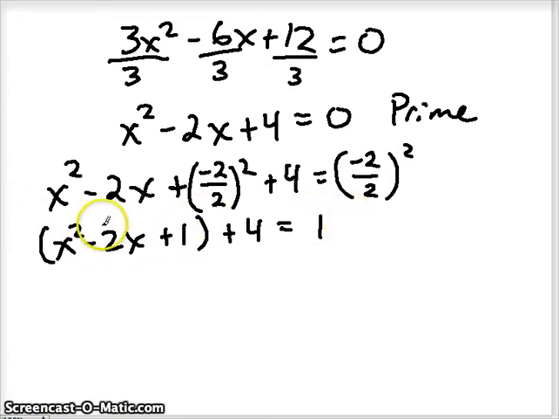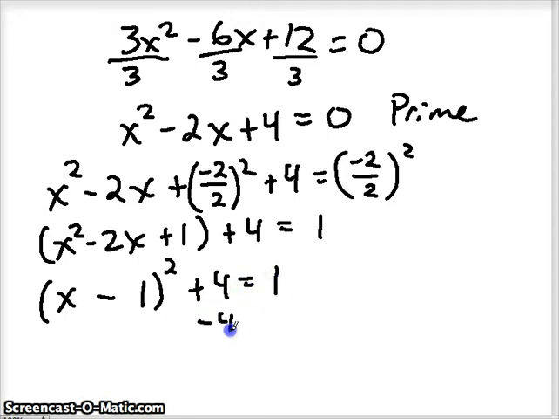And now we use our perfect square factoring pattern to factor this down to a binomial squared. So square root of the first term, square root of the last term, well, the square root of 1 is still 1. And we use our middle term sign. So this trinomial factored is actually x minus 1 squared. Now if we subtract 4, then we get x minus 1 squared equals negative 3.